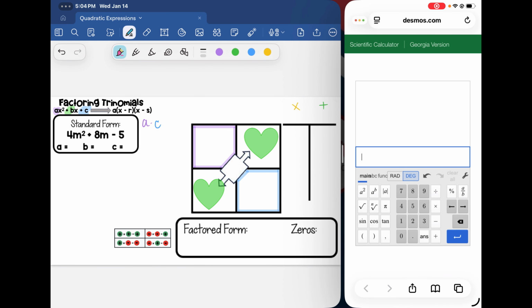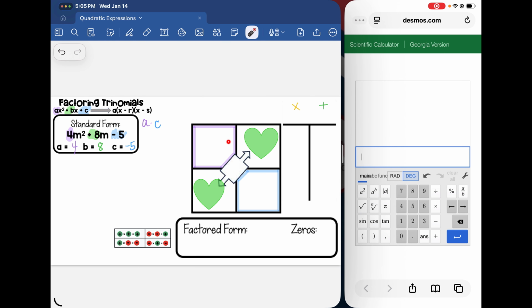All right, let's look at our second example. The standard form that they gave me this time was 4m squared plus 8m minus 5, and I need to identify A, B, and C. So my A value, the number in front of my quadratic, my B value, the coefficient in front of my linear, and my constant, the number by itself that does not have a variable. So that will make my A value 4, my B value a positive 8, and my C value a negative 5.